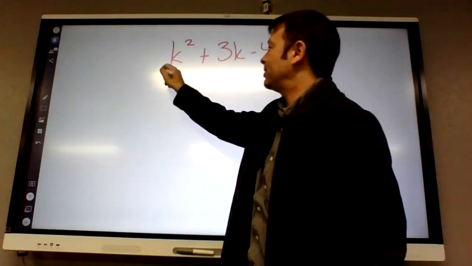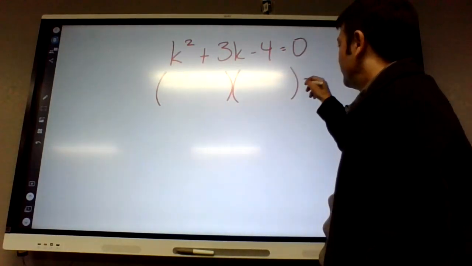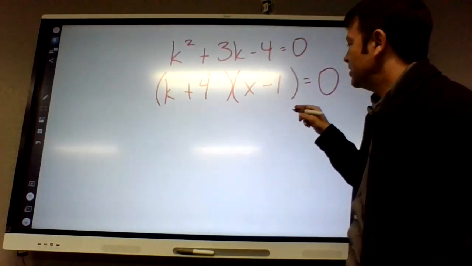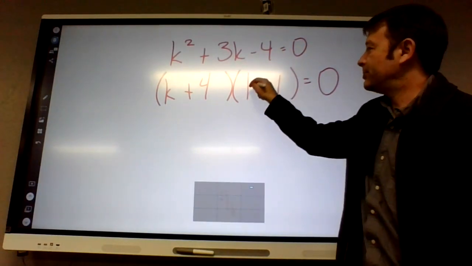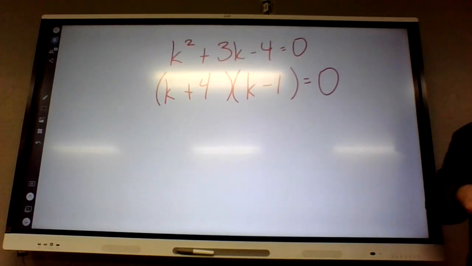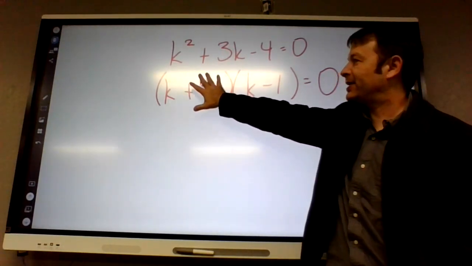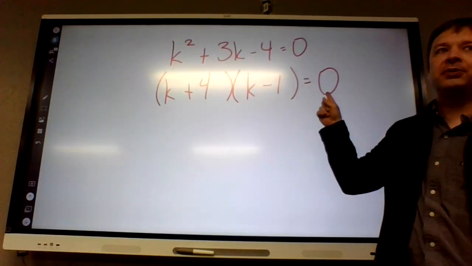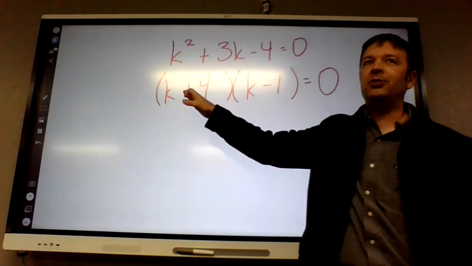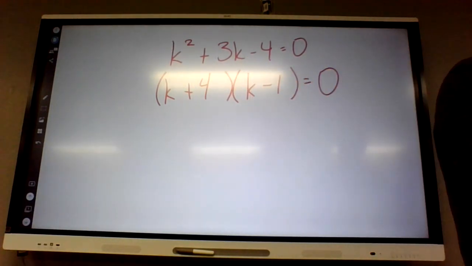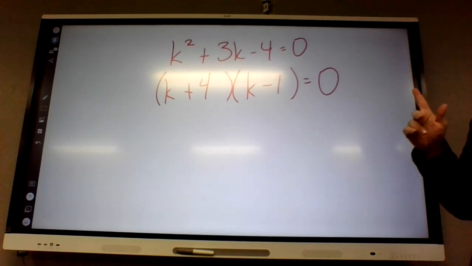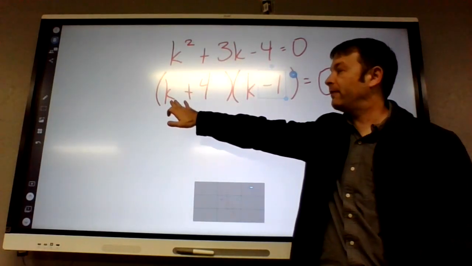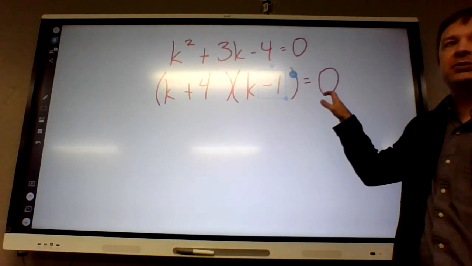Well, guess what my first step's going to be? Factoring, which we already did. You guys remember it was k plus 4, k minus 1. Basically, this is saying that these two factors multiply to get 0. If two things multiply to get 0, what has to be true about one of them? At least one of them has to be 0. So whatever k value makes this factor 0, or whatever k value makes this factor 0, would be a solution.